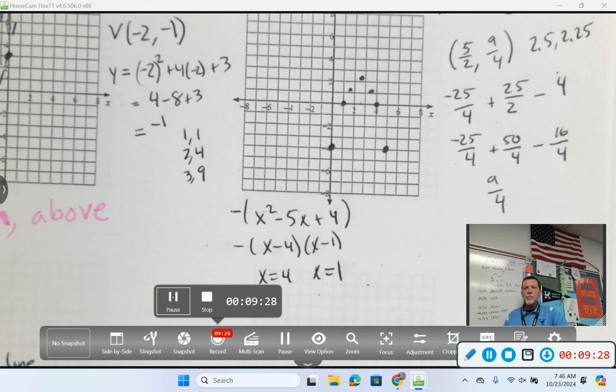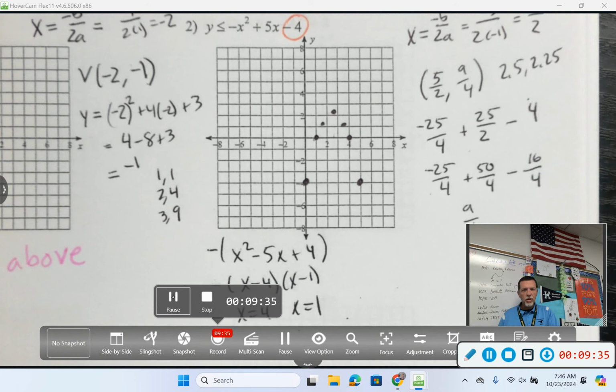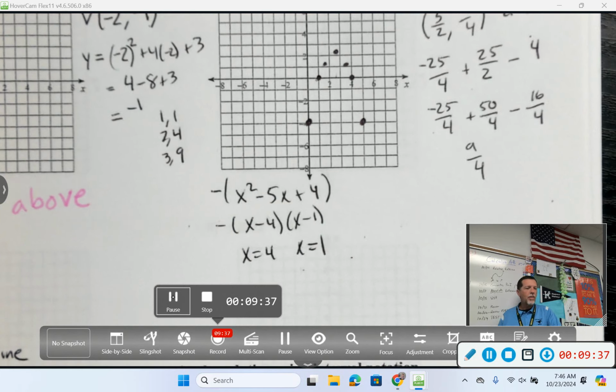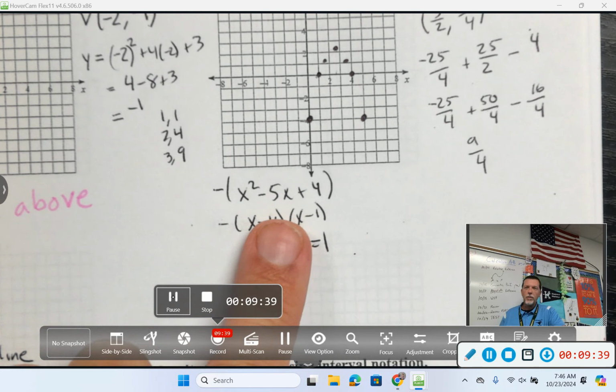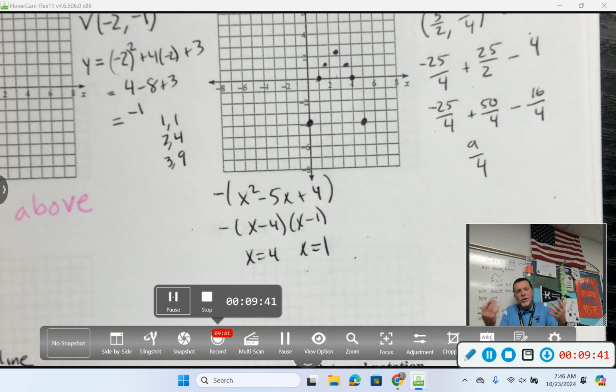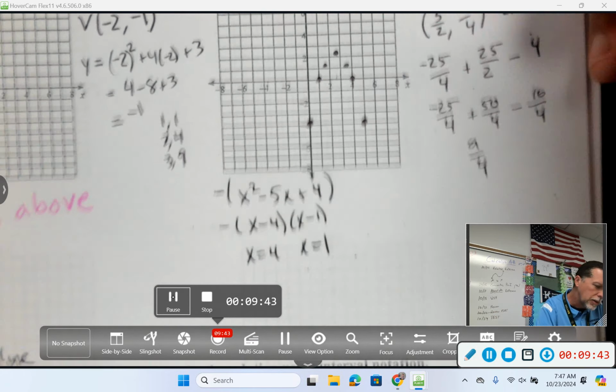So you have options when you're graphing. You can always do the vertex. If it's in vertex form, that's preferred. Negative b over 2a is a different way to go. And then factoring to get the intercepts is a different way to go. And you can combine those in however much you want to do.